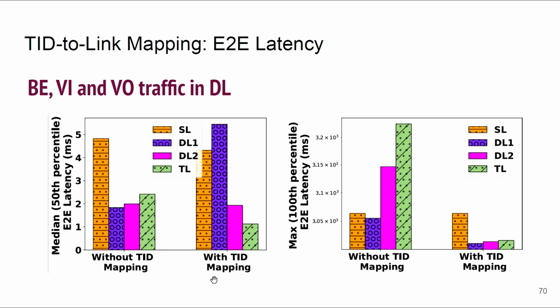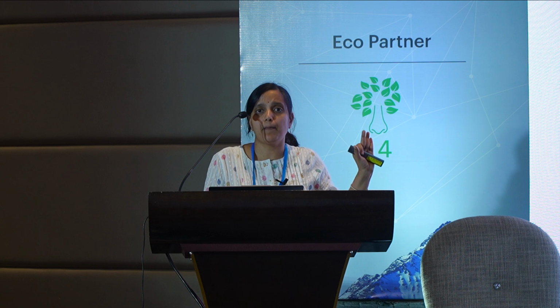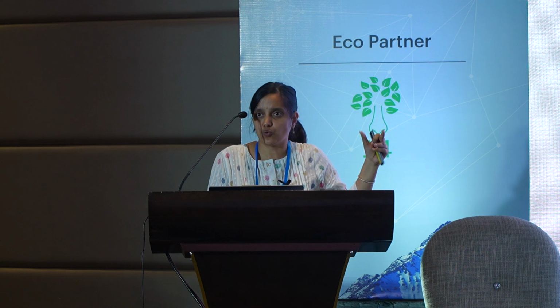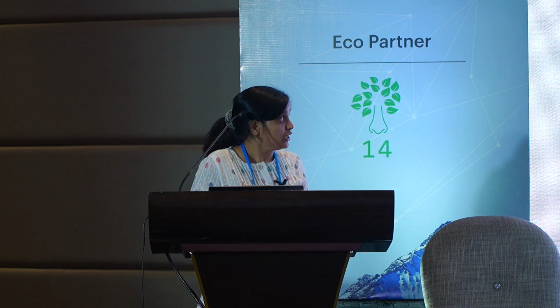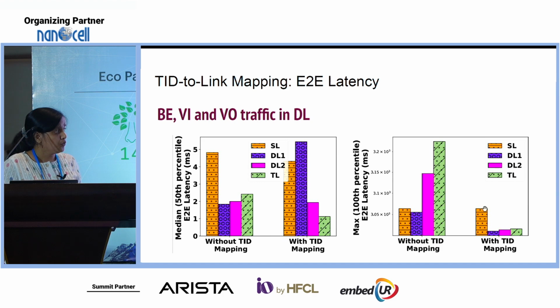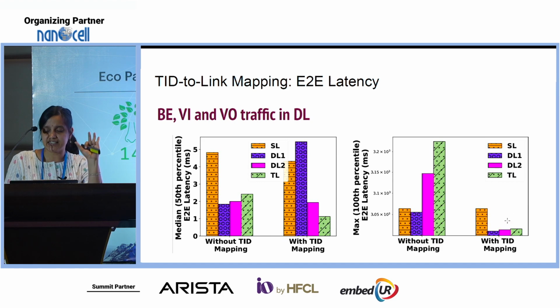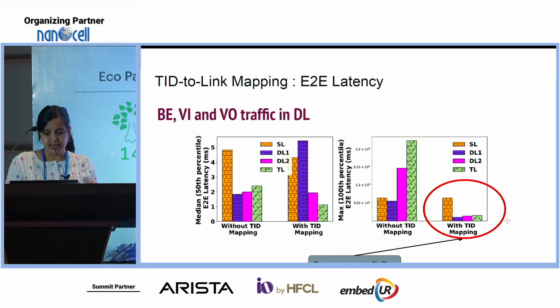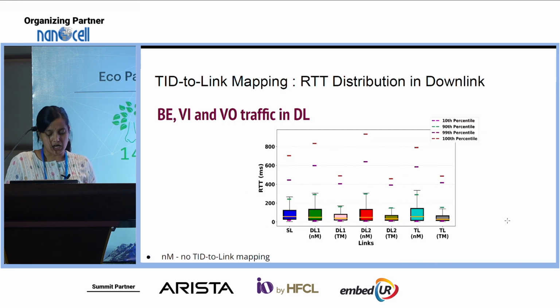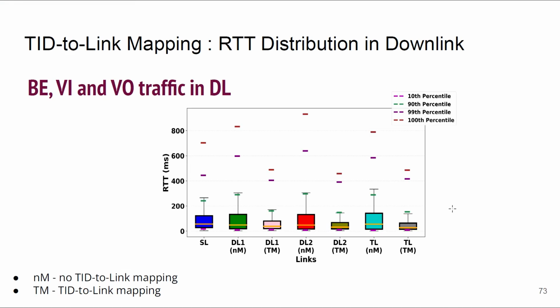Okay, but that wouldn't suffice, right? We have to compare with respect to single link, because why do I bother utilizing multiple links? So we see that with respect to single link, we are doing better, our latencies are reducing, except in one case. Then we looked again at the TCP RTT.